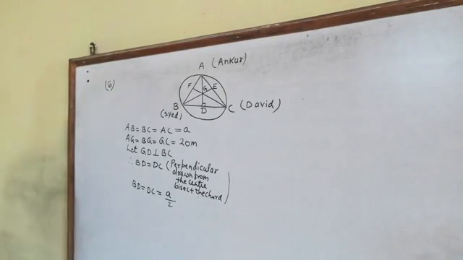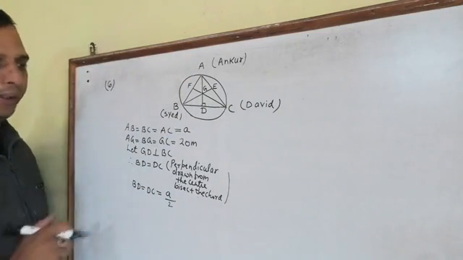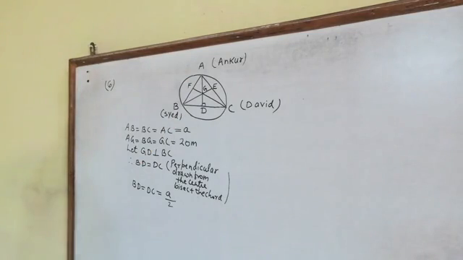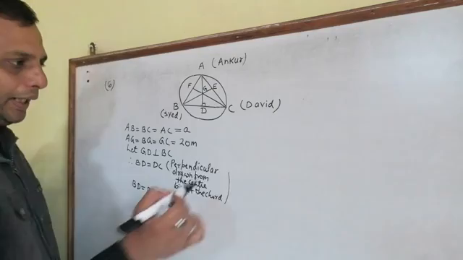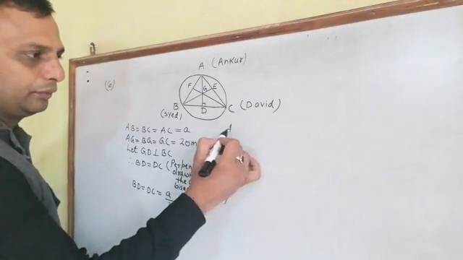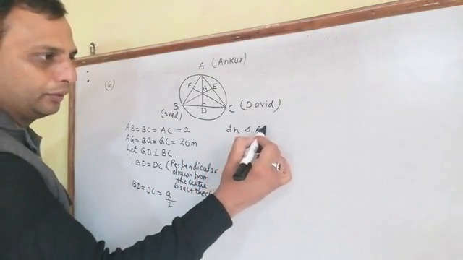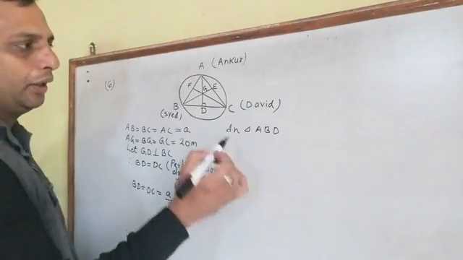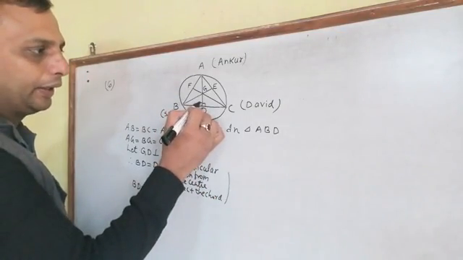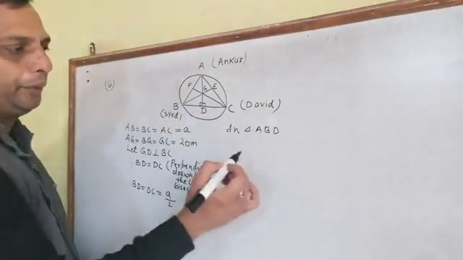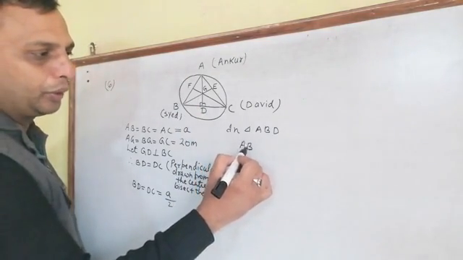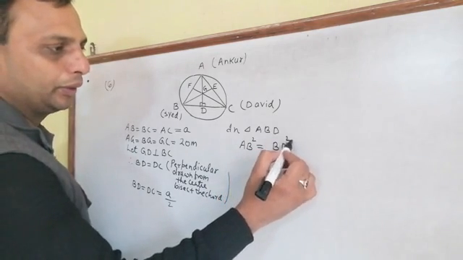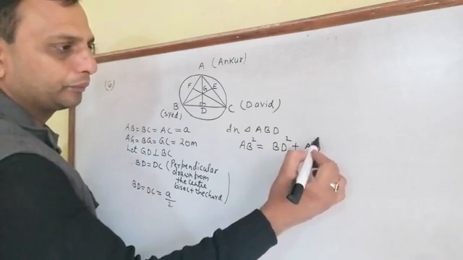Now to solve this question, we will first take triangle ABD. This is the triangle ABD, and this is a right angle triangle. The right angle is formed here, so AB will be the hypotenuse side. AB square is equal to BD square plus AD square.